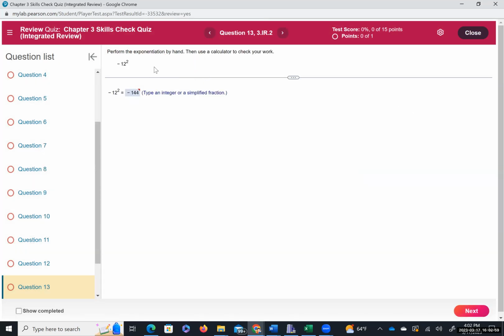Okay, watch out for this one. You would think negative 12 squared will be negative 12 times negative 12. But that is actually wrong, okay? So don't do that. It's going to be like this: negative 12 times 12, and it's going to be negative 144.